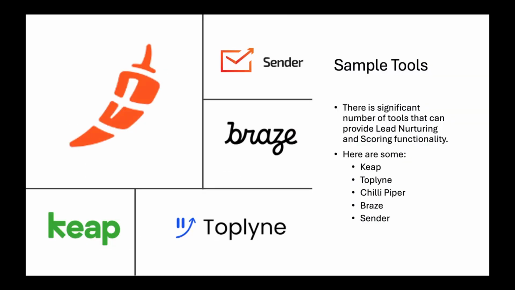Now, here are some tools and portals that help with lead scoring and nurturing and creation of your funnels and keeping track of everything that happens within that side of your business. You've got the likes of Keap, Topline, Chili Piper, Braze, and Sender. All wonderful tools. There are more online that you can find, or you can reach out to Autori to help you pick the best one for your business based on score, based on the price, because the pricing is different for all of these.